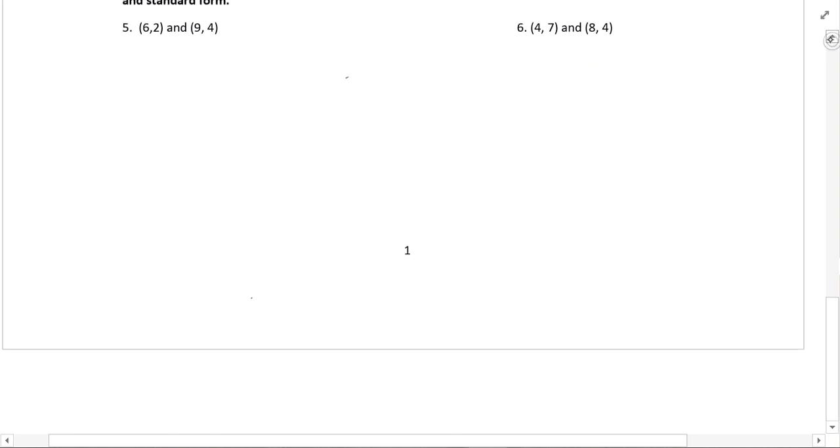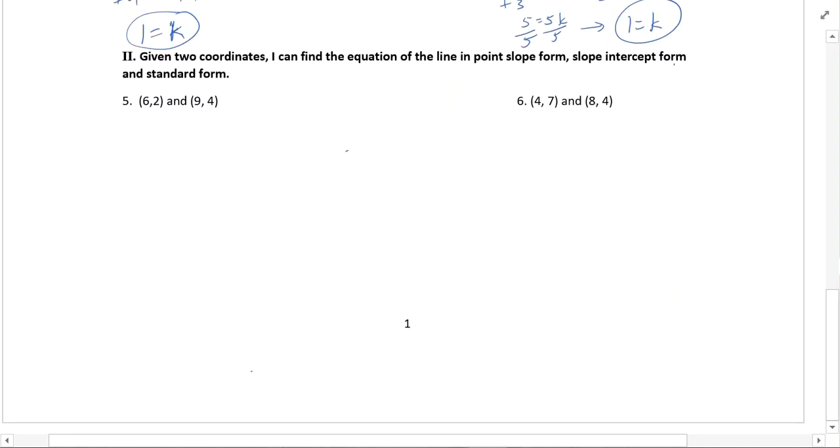All right, so in order to do this problem, you have to know what all of those things are. Remember, point slope form is y minus y1 equals m parentheses x minus x1. This is point slope form because you're given a point, x1, y1, and a slope. Slope intercept form is also our graphing form. So it's y equals mx plus b, because m is the slope and b is the y-intercept.